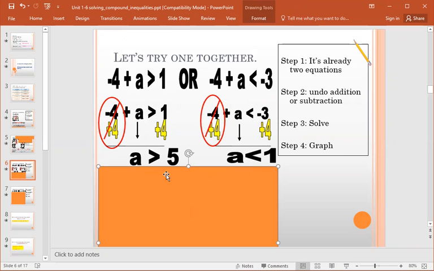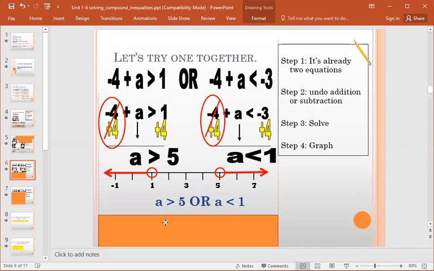Now we know they're going in opposite directions, so I'm going to find the 5 and find the 1. They're both open circles because there's no equal portion. a is greater than 5, all the numbers greater than 5, so the arrow is to the right. a is less than 1, all the numbers smaller than 1, arrow is to the left. So this could have been written as a greater than 5 or a less than 1.